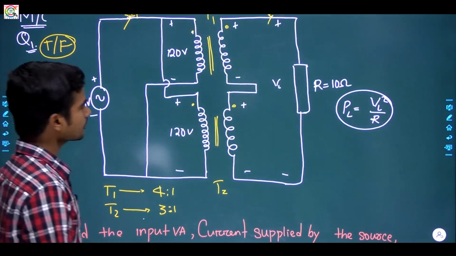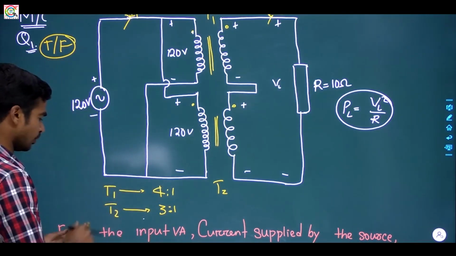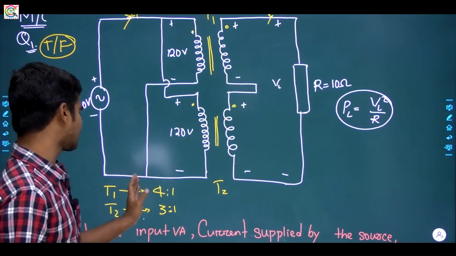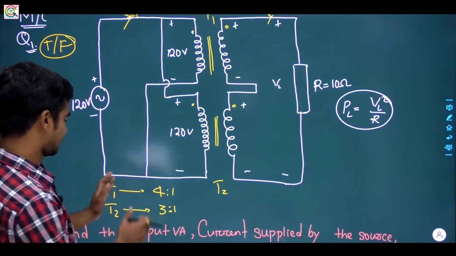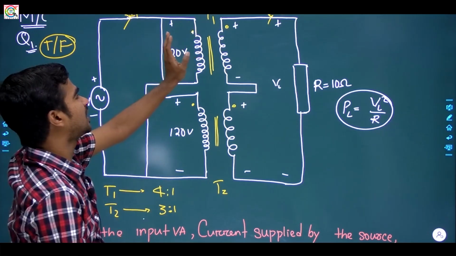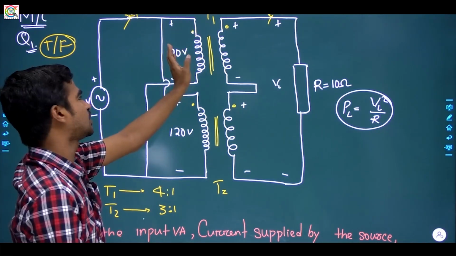Now you know the turns ratio. What is the turns ratio? It is 4:1. So in the primary side of the transformer T1, the voltage is 120 volt.